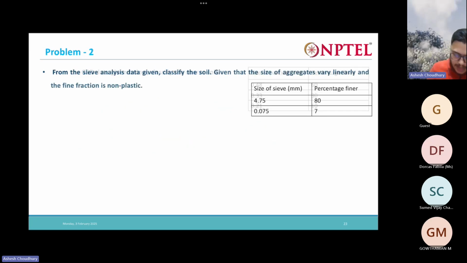Now next, do this. From the sieve analysis data given, classify the soil, given that the fine fraction is non-plastic. Okay, try to do this. Since it's non-plastic, I think sand is confirmed. Sand is confirmed because more than 50% is passing through 4.75 mm. It is going to have a dual classification.